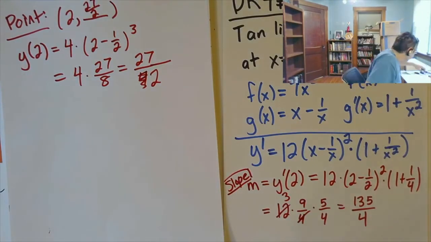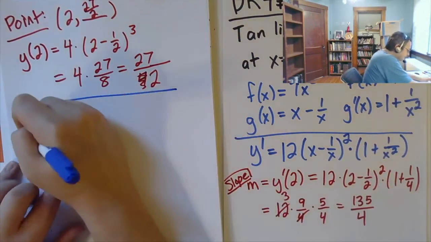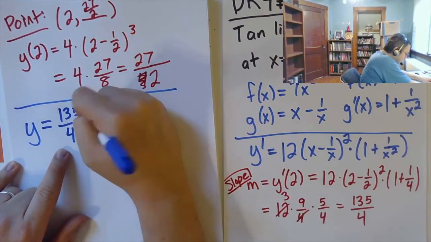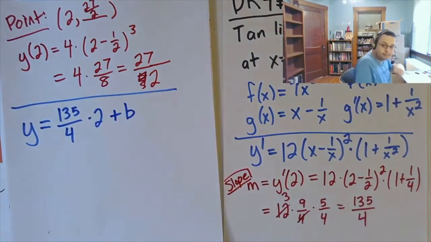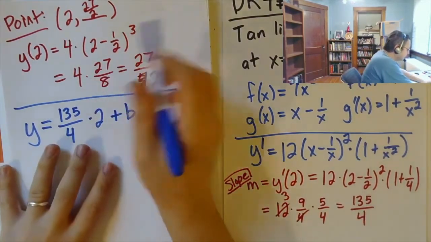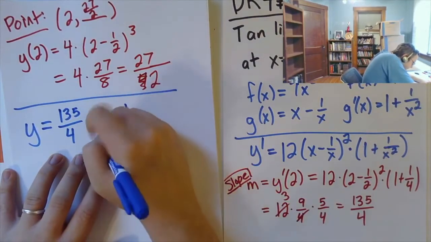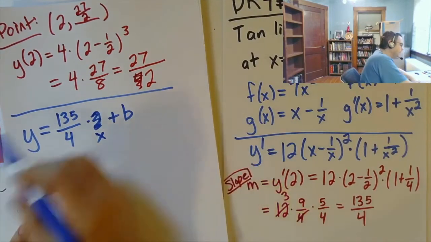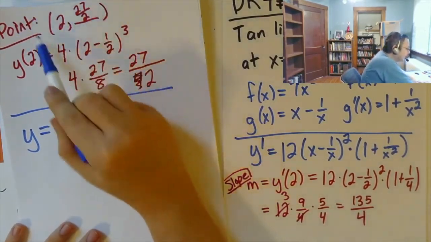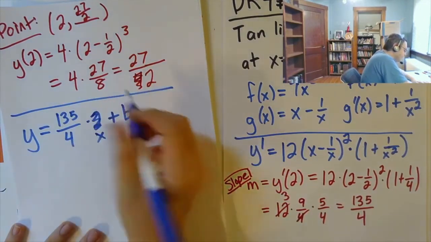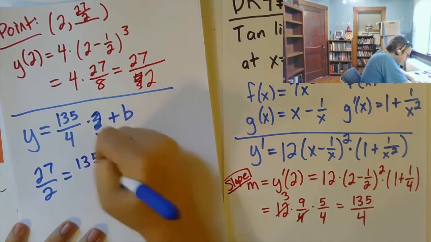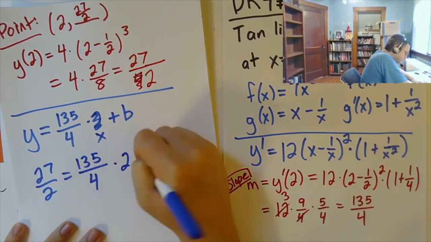Okay, so then writing down our y equals mx plus b formula for the tangent line, I'm going to get y equals 135 over 4 times 2 plus b. Sorry. That is my general equation, y equals mx plus b. And then I want to plug in, I got ahead of myself there, I want to plug in the coordinates of the point. So that will give me 27 over 2 equals 135 over 4 times 2 plus b.